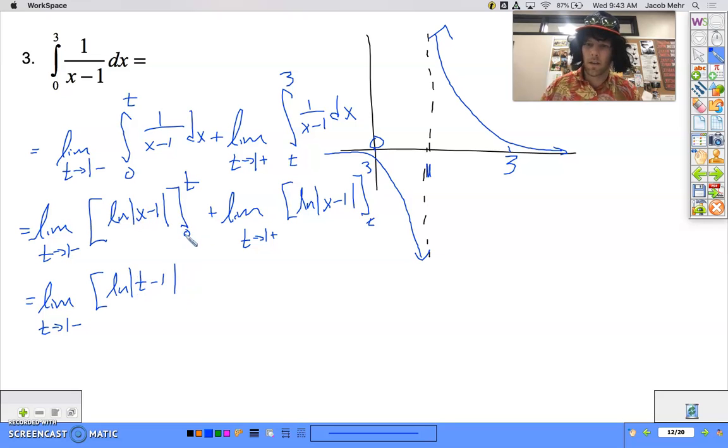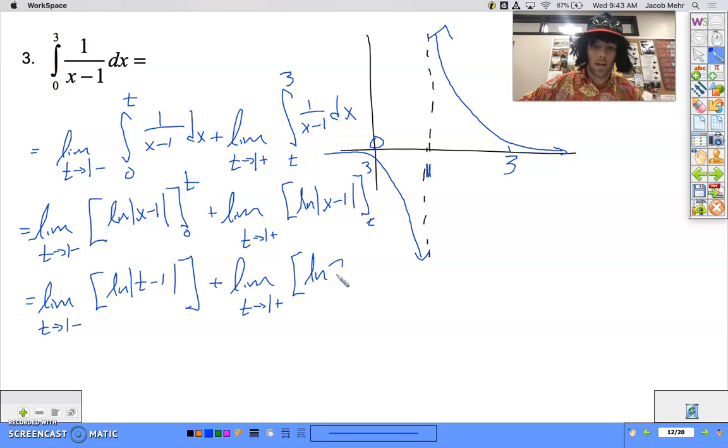Now here, what's going to happen when we substitute in that 0? We are going to be taking the natural log of the absolute value of 0 minus 1. The absolute value of 0 minus 1 is positive 1. The natural log of positive 1 is 0. That's gone. Plus the limit as t goes to 1 from the right. Now this is going to end up being the natural log of the absolute value of 3 minus 1, which is the natural log of 2, minus the natural log of the absolute value of t minus 1. So now it's time to evaluate our limits.